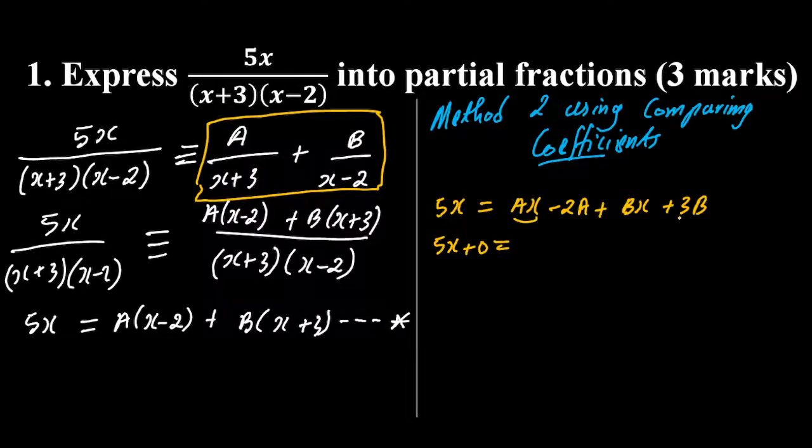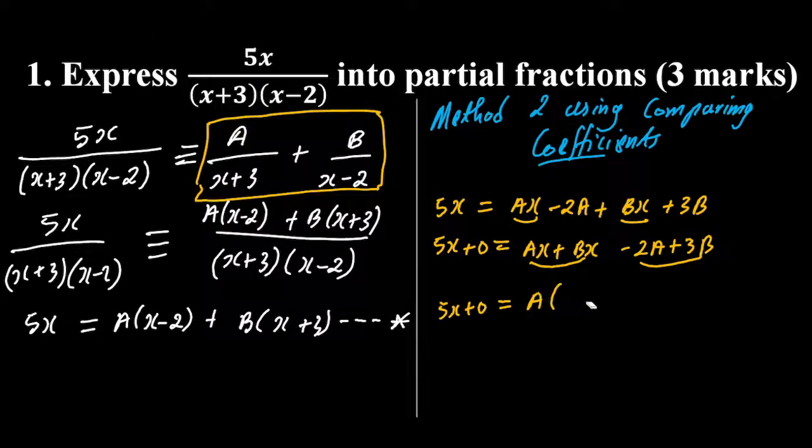Here we simply bring our like terms together. So I have 5x plus bx and minus 2a plus 3b. We see that this is our constant term, and these are the terms in terms of x. So we have 5x plus 0 to be, x is common, so we have a plus b into x plus negative 2a plus 3b.